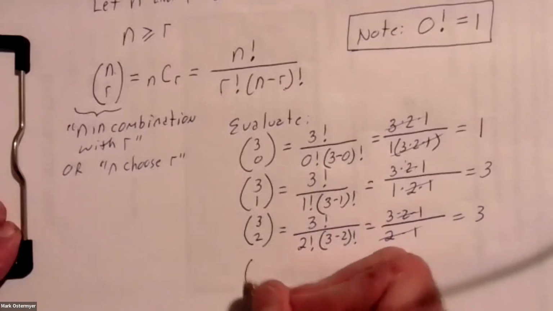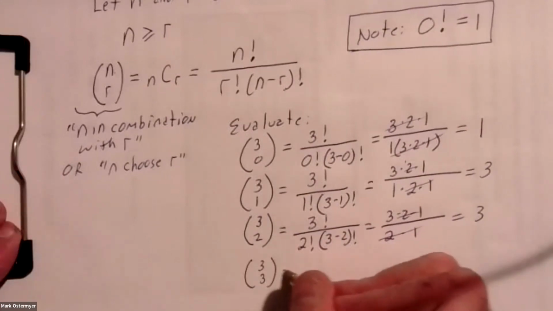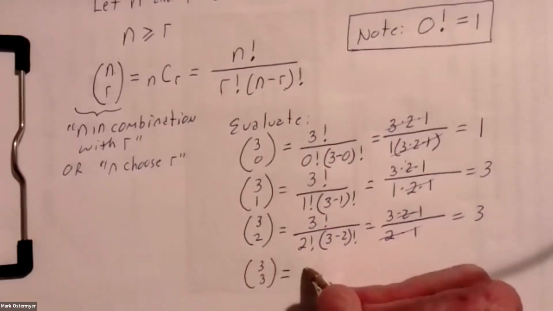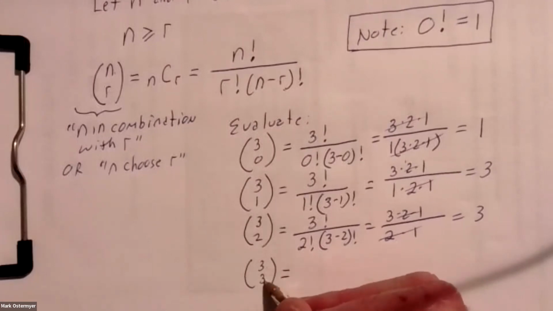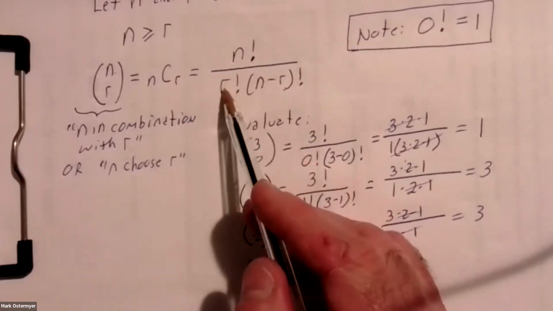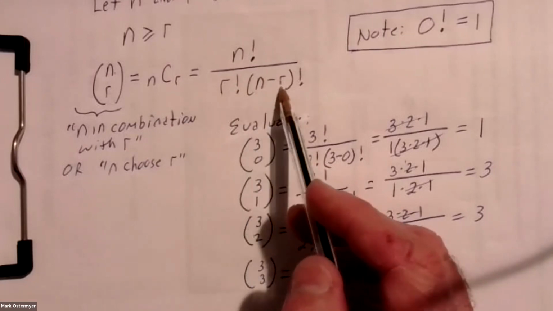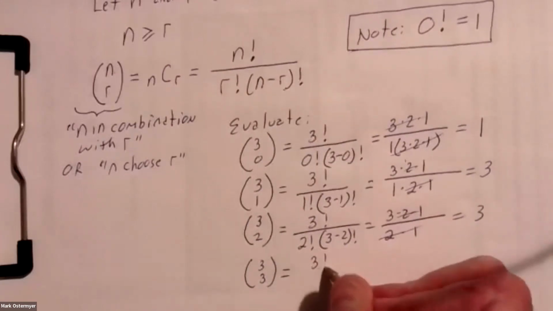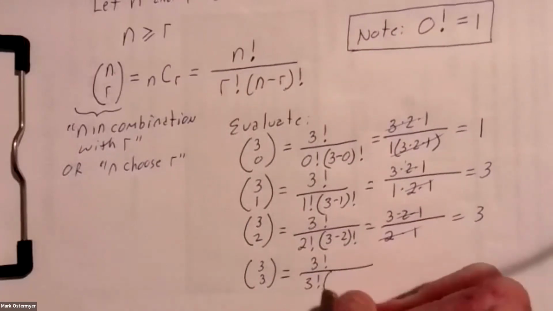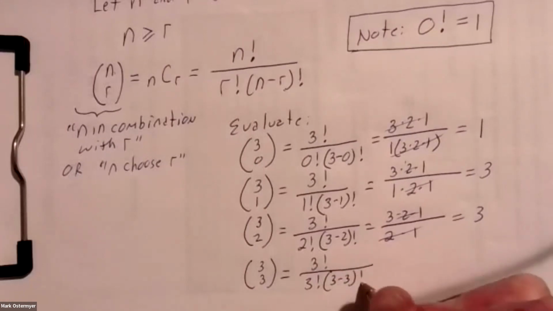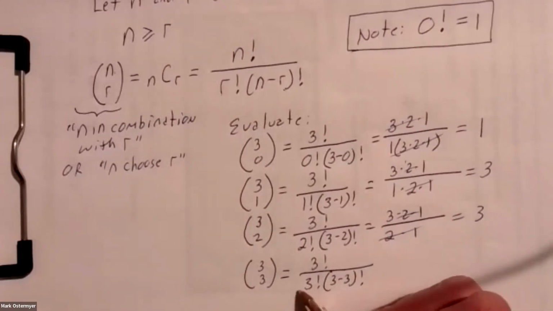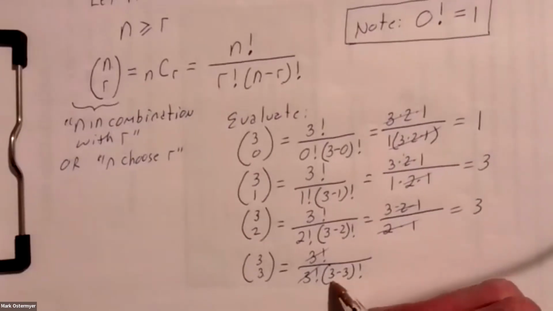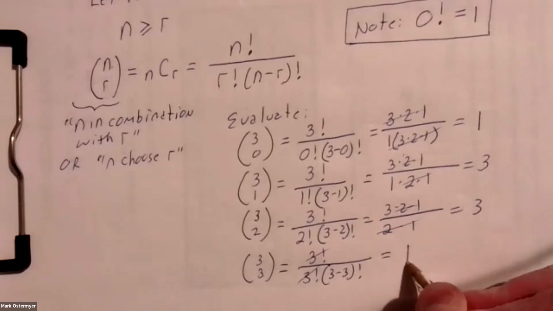And one more, 3 in combination with 3, or 3 choose 3. N is 3, r is 3. So we'll have 3 factorial over 3 factorial times (3 minus 3) factorial. Well, guess what? The 3 factorials reduce out to 1, and this is 0 factorial, and 1 over 0 factorial is 1 over 1, which is just 1.